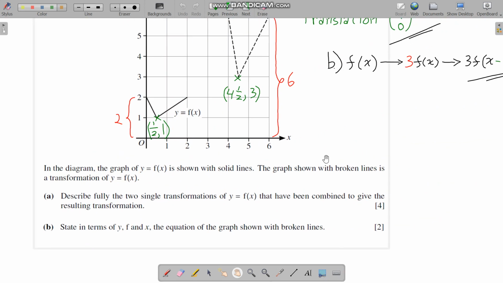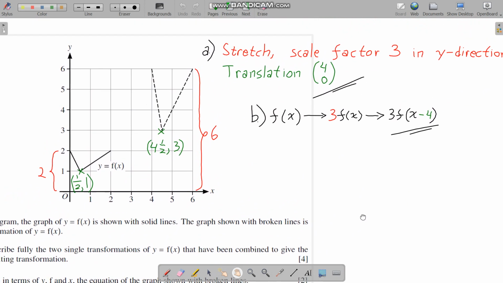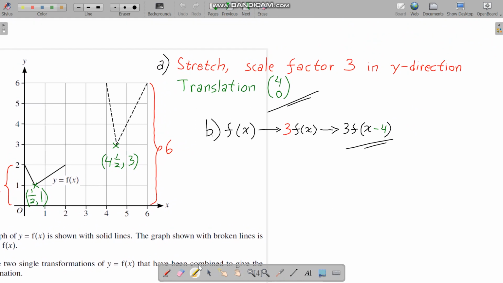In part b, state in terms of y of x the equation. Okay, so this is the original, and from the original we stretch by factor 3 in the y direction, so in the vertical direction it is 3 on the outside, and the translation is 4, 0, so we replace the x with x minus 4, because 4 to the right means minus 4 in the function.